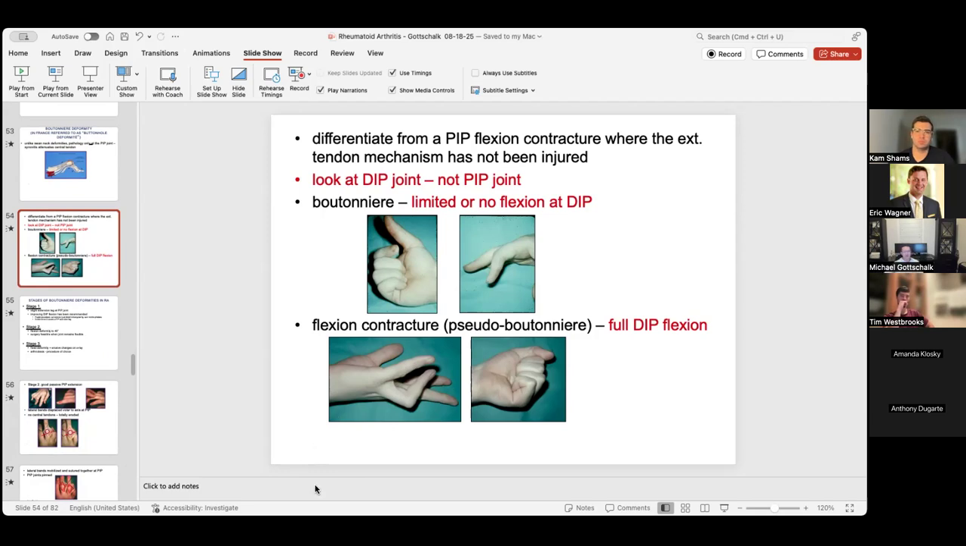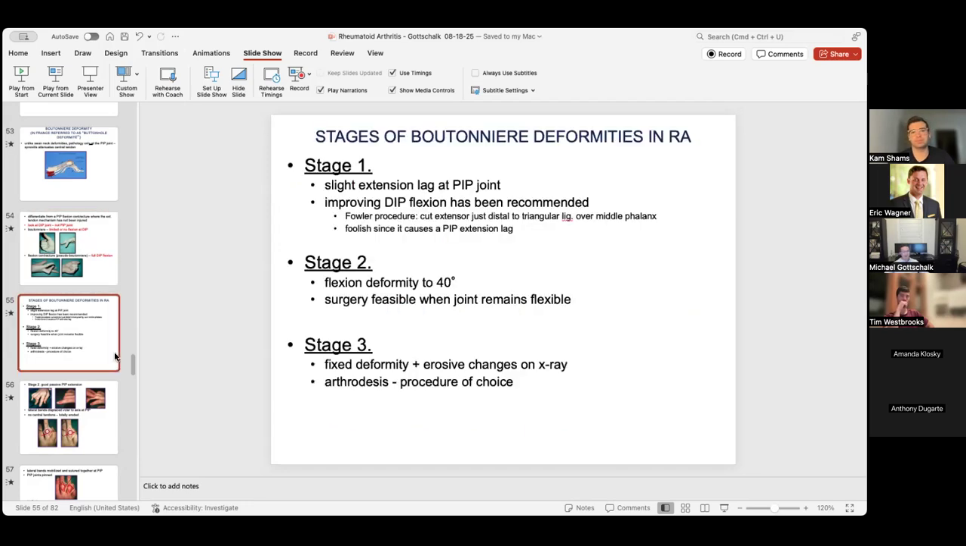Oftentimes, it's so painful, people have a hard time getting the finger back straight. I feel like recently I did one with the digit widget and the person got back, but these are difficult to treat for sure, just like boutonnieres are. So, stages of boutonnieres, there's often a variety of different stages as well.